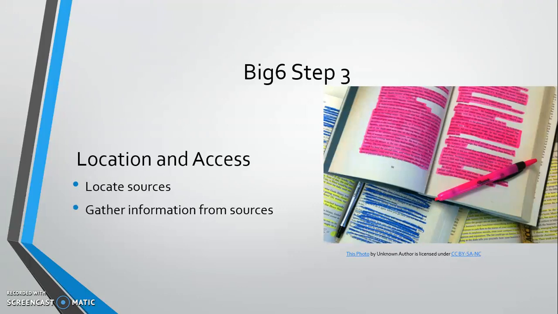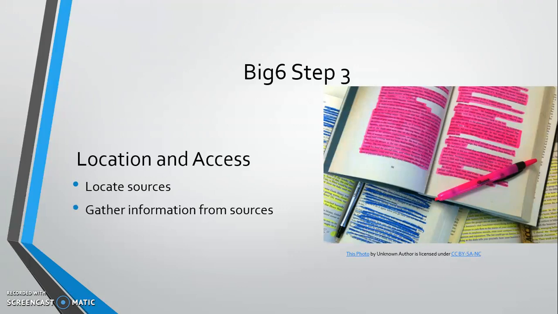Step 3, location and access. Now that you have decided the sources you want to use, we need to access them. This is where asking the librarian for help comes into play. I am here to help you, so please, please ask me the questions and I can help you as much as I can.